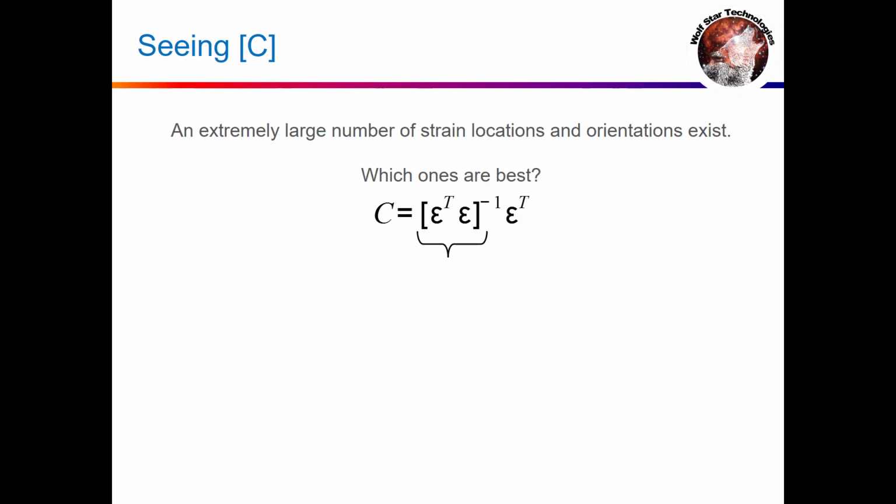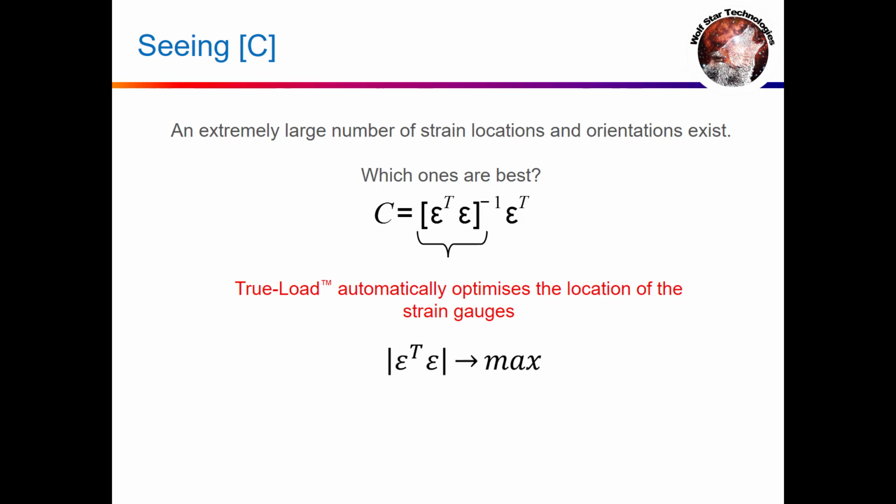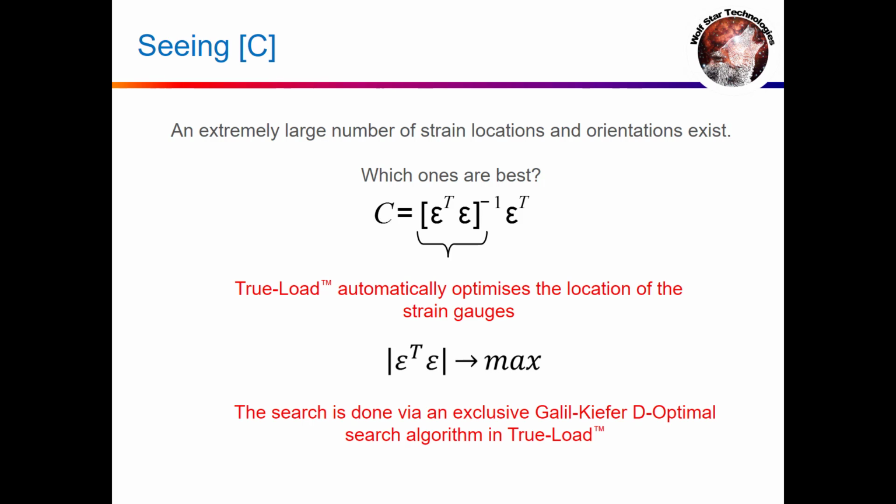And so what we're going to do is recognize that the inverse of a matrix is defined by the cofactor of the matrix divided by the determinant. We're going to take the thing in the bottom, the determinant, and maximize that. That's going to be our objective function for finding gauges. And we do this hunt for these strain gauges with the Galil-Kiefer D-optimal search approach. It's borrowed from design of experiments, and it's a very efficient way to go through a very large number of strain gauges and elements to decide which are the right strain gauge locations. So this is the algorithm for finding strain gauges on the part.